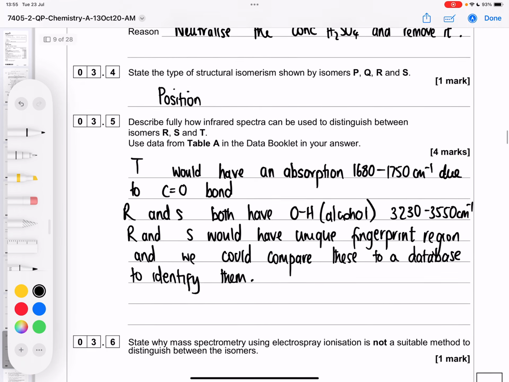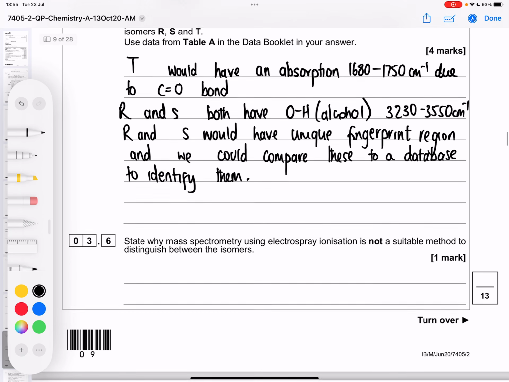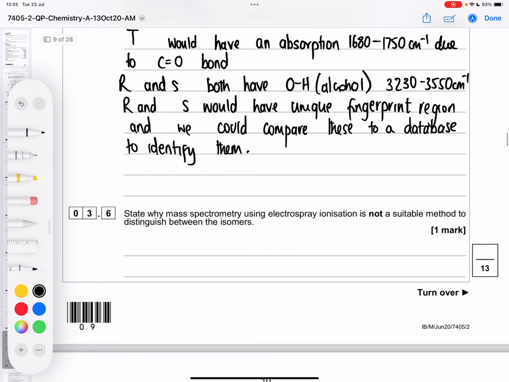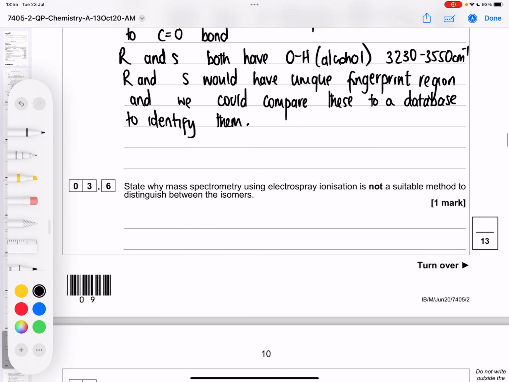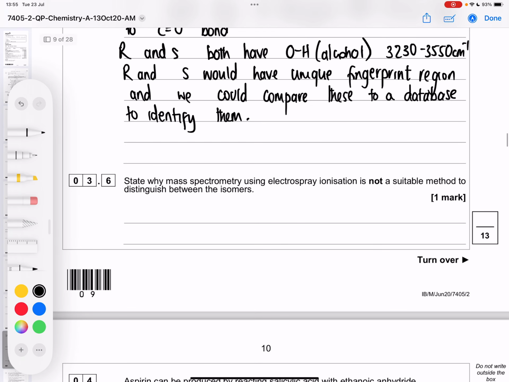And then it says, state why mass spectrometry using electrospray ionisation is not a suitable method to distinguish between these isomers. It doesn't really matter which ionisation method you use here. The point is that because they are isomers, they have the same molecular formula, and as a result, they all have the same Mr. And so mass spectrometry would be no good to us.